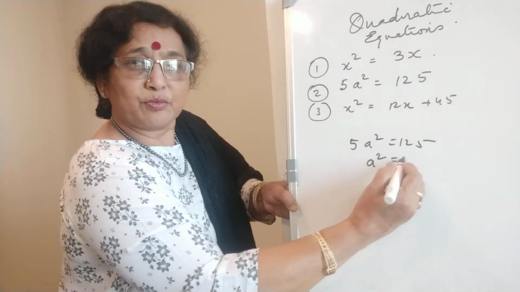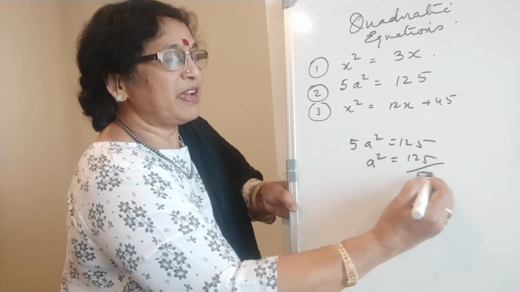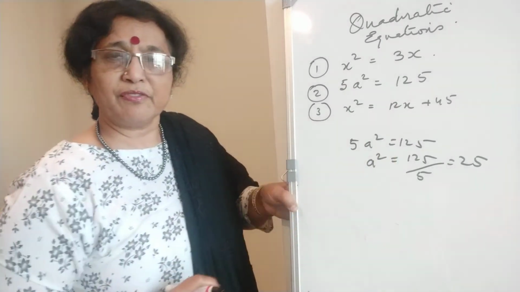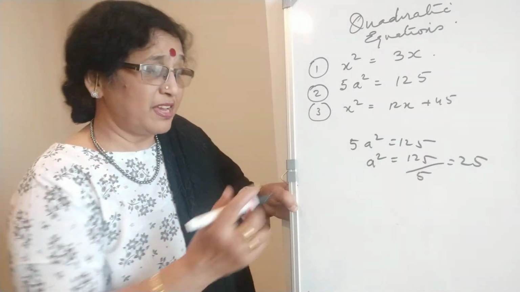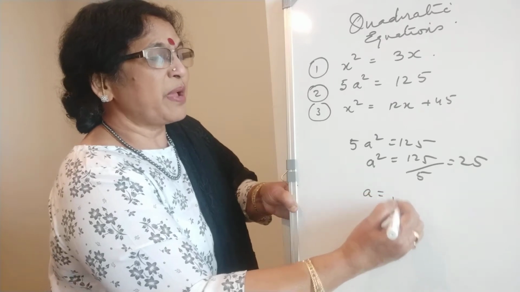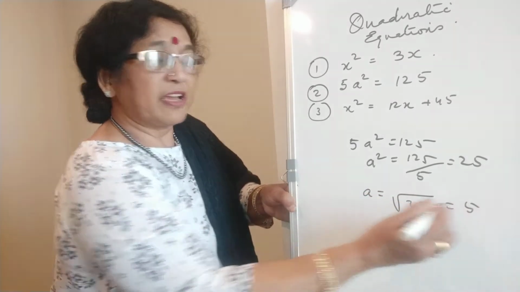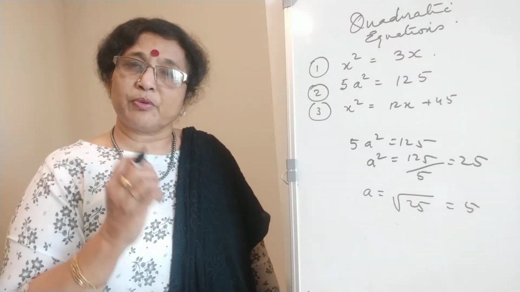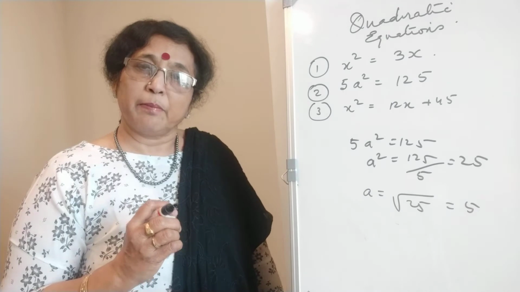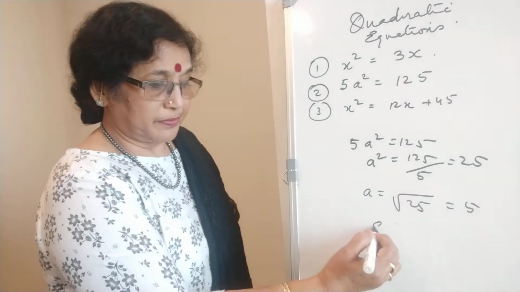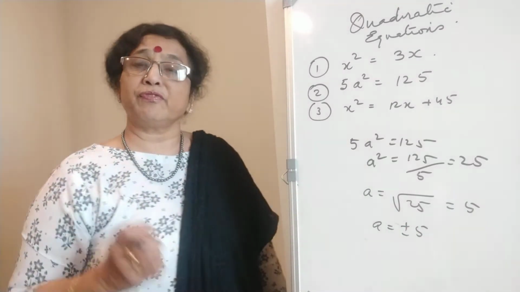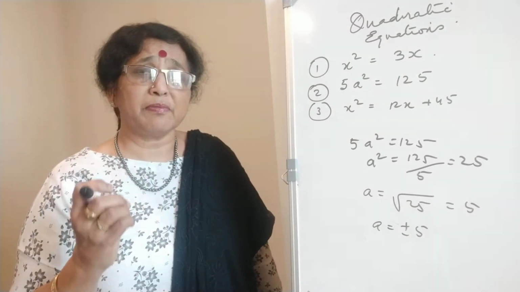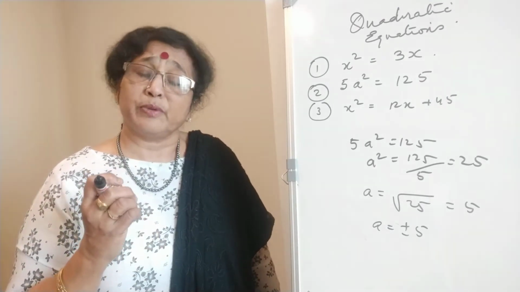So a square is 125 divided by 5, which is 25. Okay, divide both sides with 5 to release 5a square from 5. So a, you write square root of 25 and 5. This is a very common mistake of any child, because square root of 25 he'll write 5, but it is actually plus minus 5. Always the square root of a number is plus minus the number, because 5 into 5 is also 25, minus 5 into minus 5 is also 25.